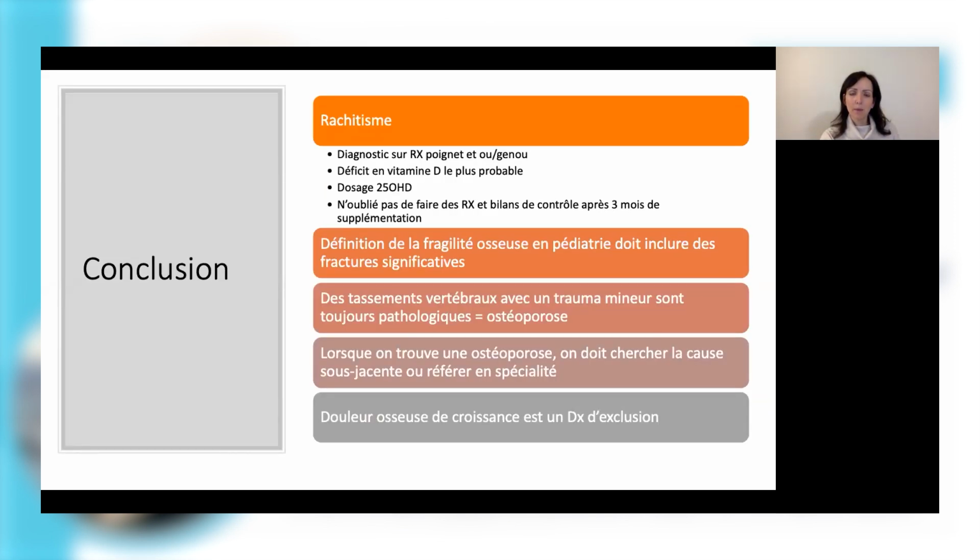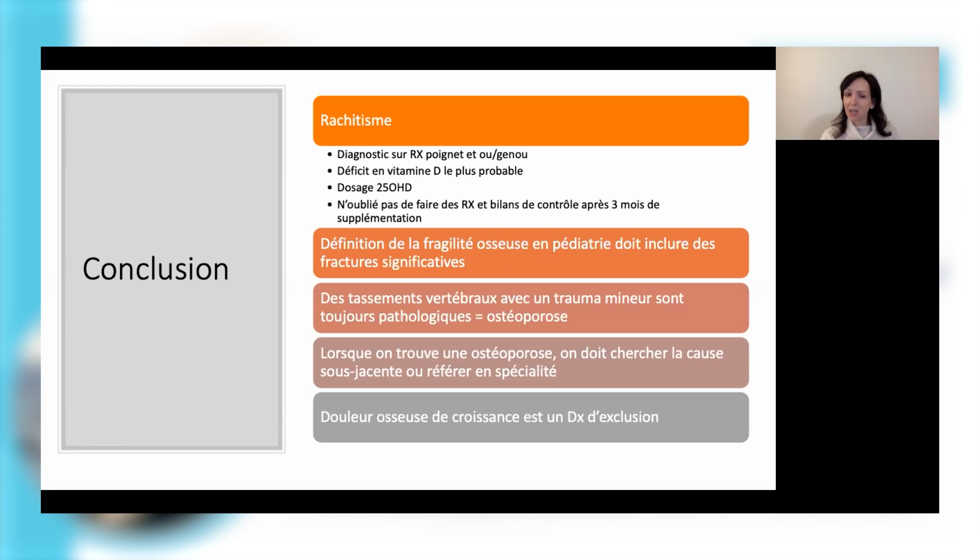And so just my wrap up take-home messages: when you have a child and you've confirmed rickets on X-ray, obviously it's most likely to be vitamin D deficiency if the history goes along with that. And if it doesn't, then really you want to look for congenital type of rickets, whether it's hypocalcemic or hypophosphatemic, and make sure that you always follow them up or organize a follow-up 3 months after supplementation. My second take-home message is that bone fragility in pediatrics has to have actual fractures. You can't base that diagnosis just on bone density.